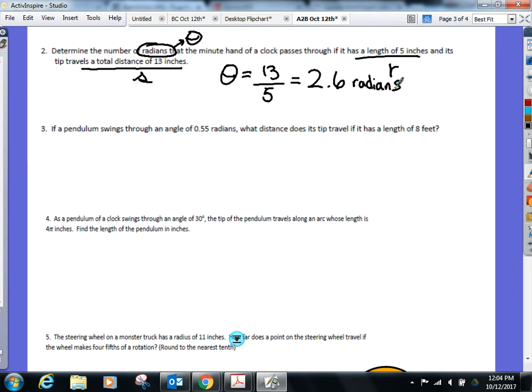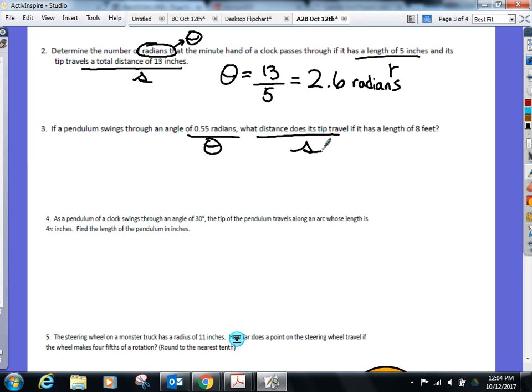Oh, back to our boy, the pendulum. Remember that? The clock? I showed you the photos because some of you didn't know what a pendulum was. All right. Swings through an angle of 0.55 radians. Where are you going to plug that 0.55 in for? There's my angle. What distance does the tip travel? What are you solving for then? What distance the tip travels? That's my S value, my arc length.